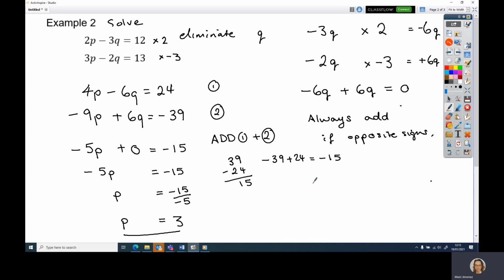Sub that into the first equation to get Q. So 2P subtract 3Q equals 12. So 2 3s subtract 3Q equals 12. 6 subtract 3Q equals 12. Subtract 6 from both sides, -3Q equals 6. Then Q equals 6 divided by -3, which is -2.